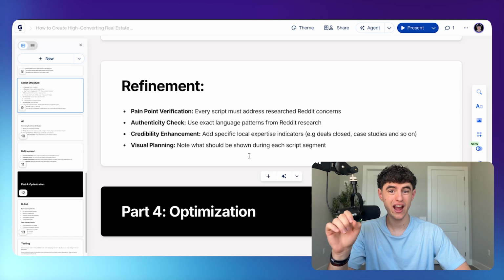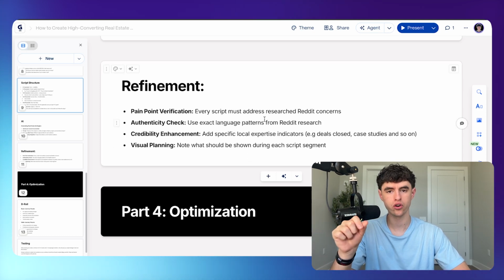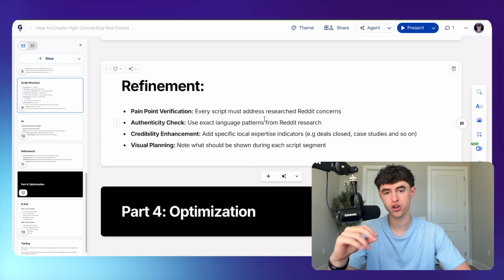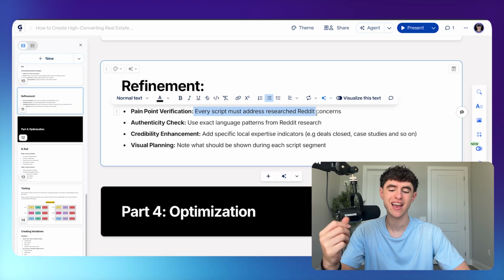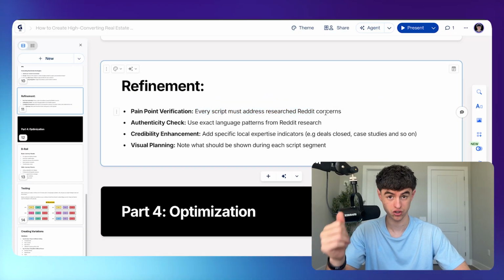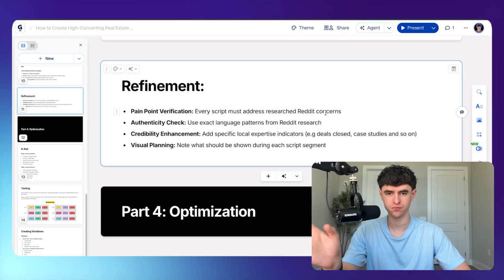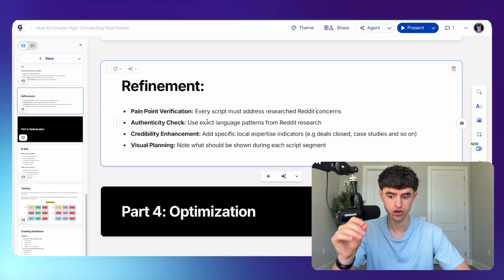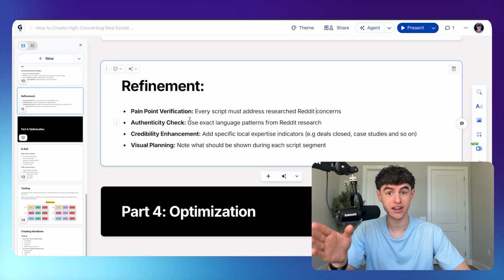Now, to verify at the end of doing all of this, in order to ensure everything looks good, you want to make sure that every script has to address the researched Reddit concerns. You don't want to just add in some random fluff or information or unrealistic things that are not real and relevant to your market. So make sure you're doing that. It's not outdated as well.